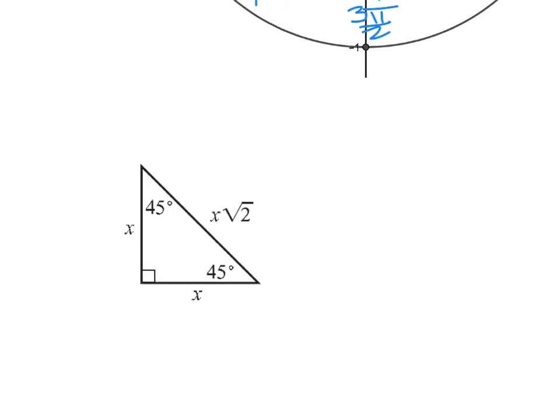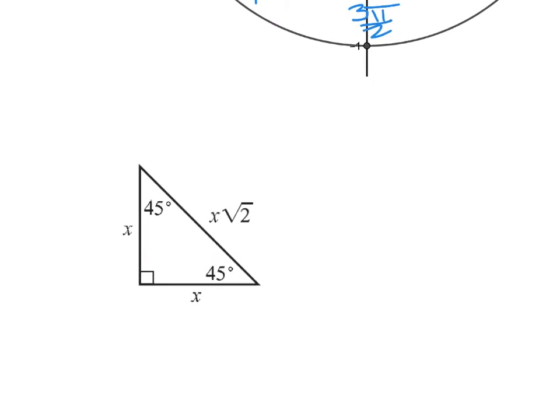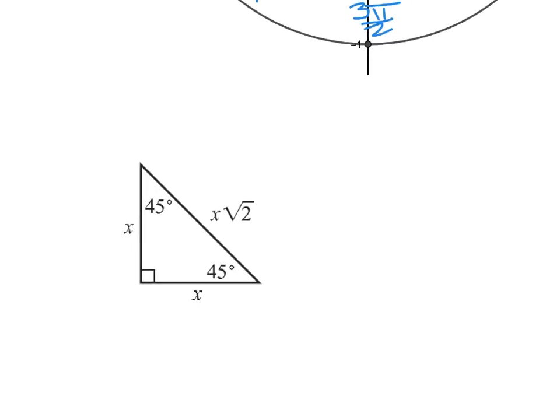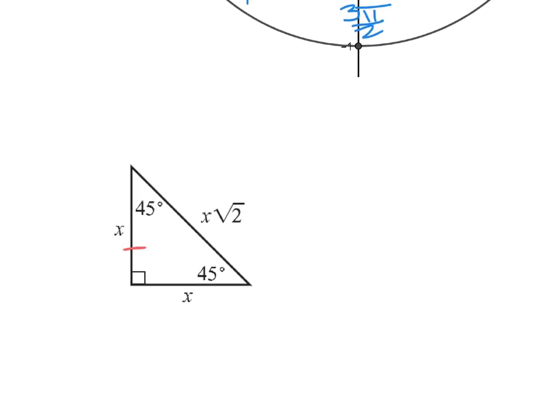Now let's just look again at the 45, 45, 90 special right triangle. And of course this is an isosceles right triangle, so both legs are congruent. So if we call both those values x and we use the Pythagorean theorem, we will see that the hypotenuse is the square root of 2 times the sides. Now the definition of the unit circle is that hypotenuse is equal to 1.